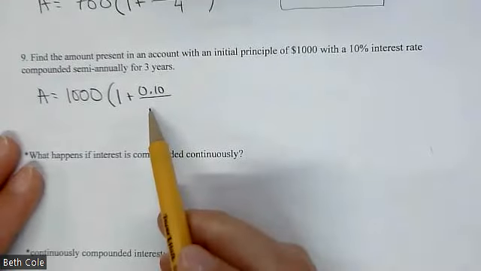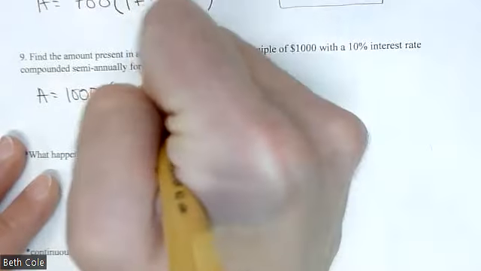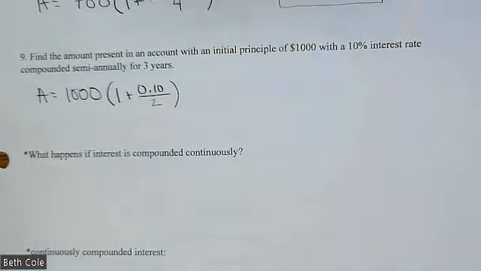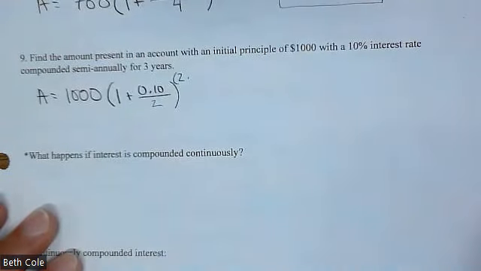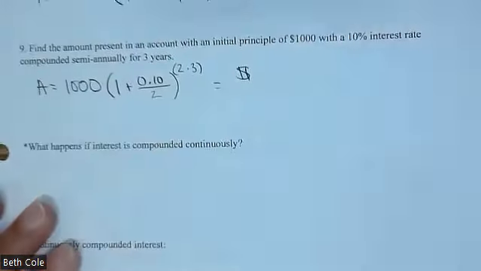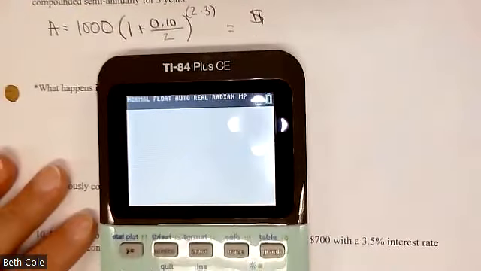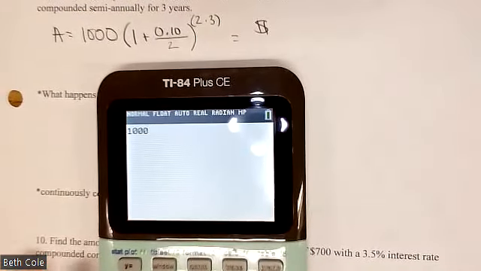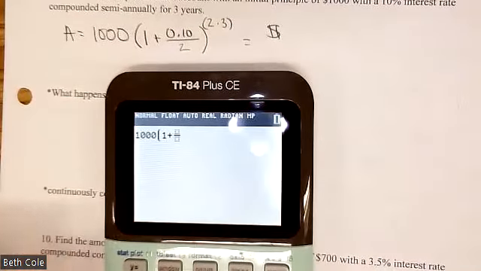Over n. All right, what is n for this one? 2, good, because it says semi-annually, and it's to the power nt. N times t, so that would be 2 times however many years, which is 3. Go ahead and put that in the calculator. Make sure you can type it, because if you can't, you will not be able to get these answers on your test. All right. 1,000 parenthesis 1 plus alpha y equals enter.